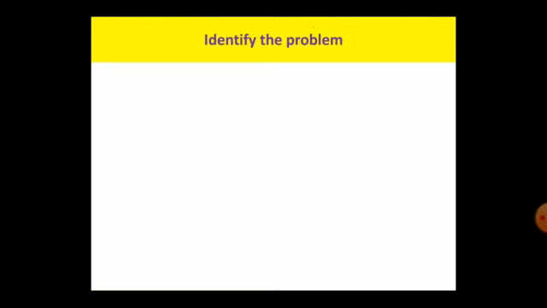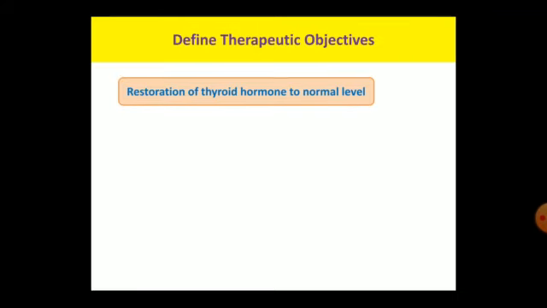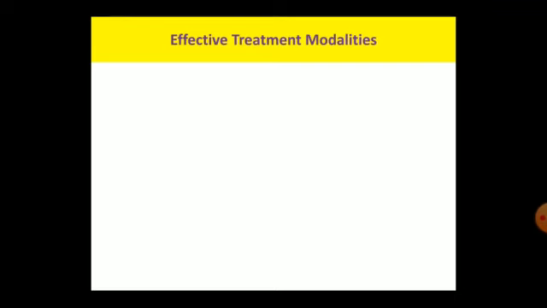Now, what is the problem? The problem is the hyperthyroidism. And what are the therapeutic objectives? Obviously, one has to restore the thyroid hormone level from the higher range to the normal level, and not only restore but maintain the euthyroid state without any significant adverse effect and without frequent changing in the therapy, and if possible one has to identify the underlying disease or the cause if any and treat it if possible.